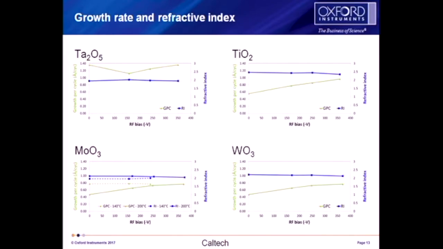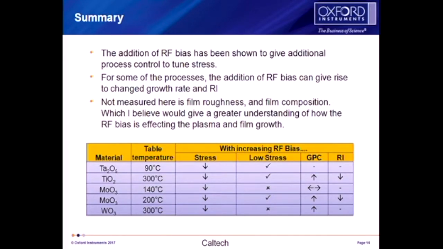Refractive index tends to stay the same across the board, but that would not necessarily be conducive to our thoughts, which is that with increasing DC bias you would have a densification of the film, whereas what we're seeing here is relatively straight lines. Summing up, this is a relatively short presentation.